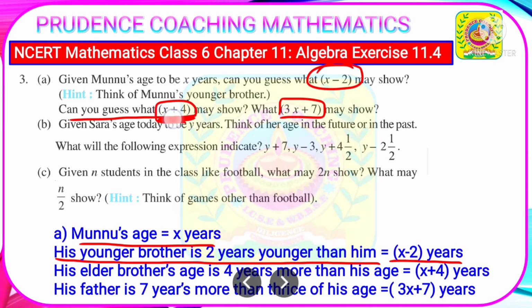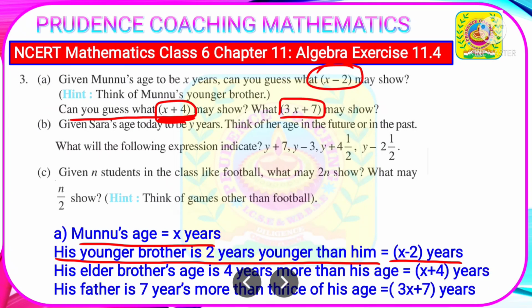That means someone who is elder than Manu, because Manu is X, and X plus 4 means he or she is elder than Manu. So it may be his elder brother or sister. So you can write his elder brother's age is 4 years more than his age. That is X plus 4 years.